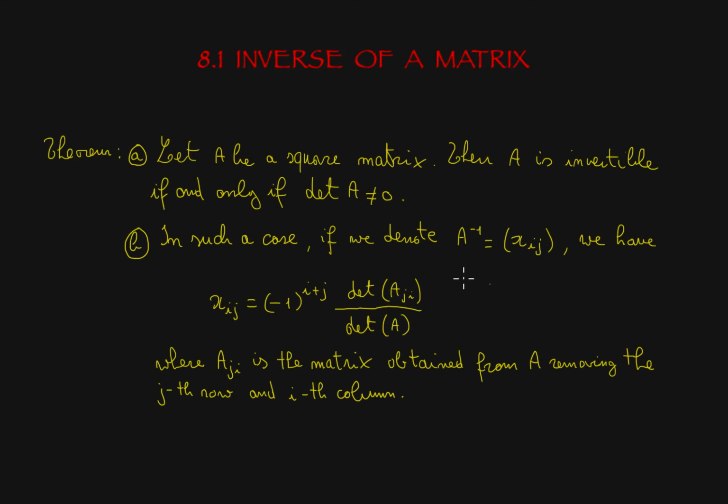And part B: in such a case, if we denote by A to the minus 1 the matrix with scalars xij, we have the following formula: xij equals (-1) to the i plus j power times the determinant of aji, divided by the determinant of A. Here aji is the matrix that we obtain from A, removing the jth row and the ith column.